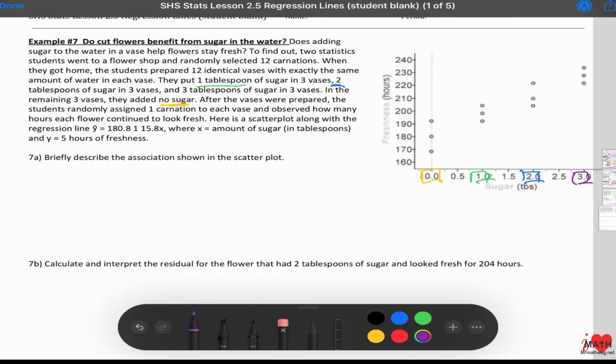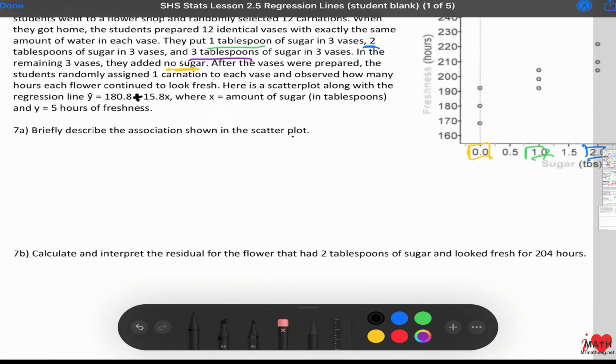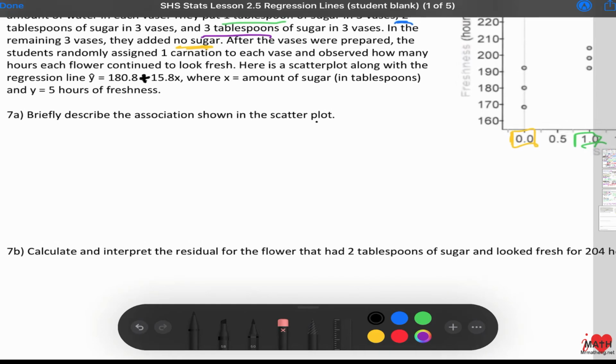And then this is the 3 tablespoons of sugar. After the vases were prepared, the students randomly assigned 1 carnation to each vase and observed how many hours each flower continued to look fresh. Here is the scatter plot with the regression line, y hat equals blah, blah, blah. That should have been a plus sign. Where x is the amount of sugar in tablespoons and y is the hours of freshness. Oh, that one should be there.